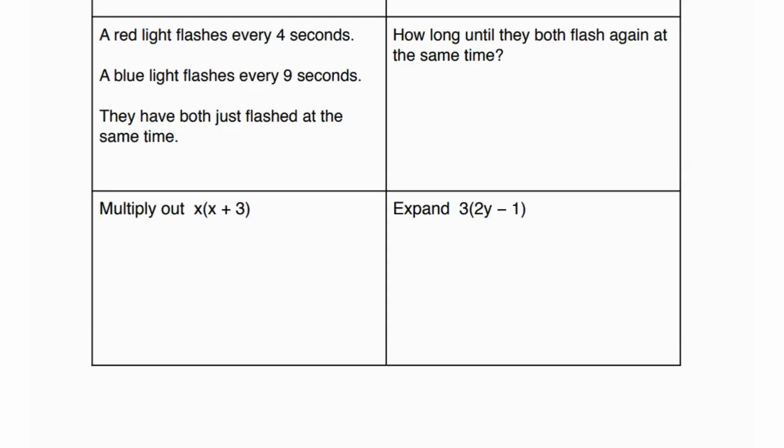So remember, we just need to find the LCM of the numbers given, no matter how many. If there are more than 2 numbers, you just have to find the LCM. So the lowest common multiple, which is the LCM of 4 and 9, is 36. So that is the time at which both the lights will flash again at the same time.